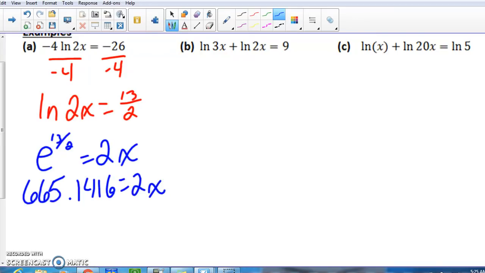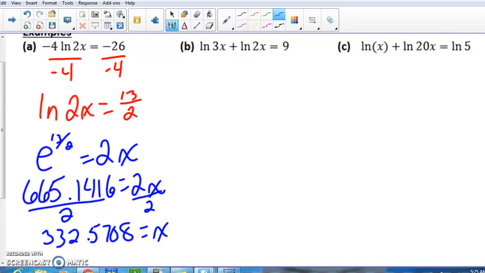Okay, then I'm going to go from there like I always do with equations and divide by 2. And I'm going to tell you that x is 332.5708.